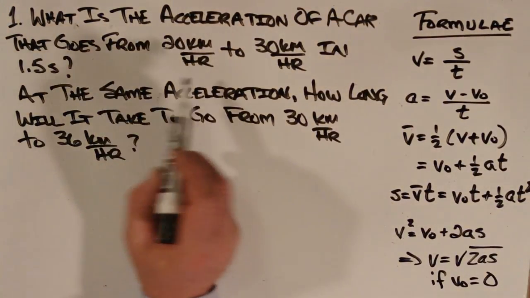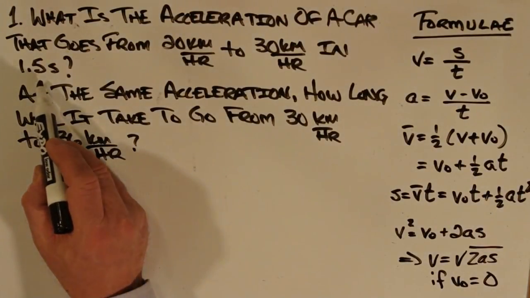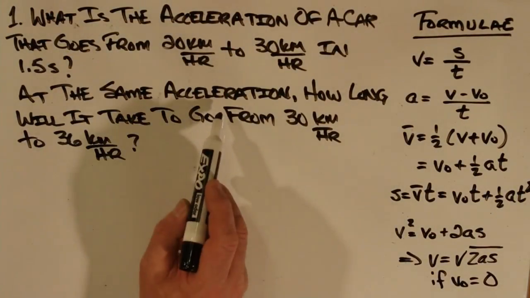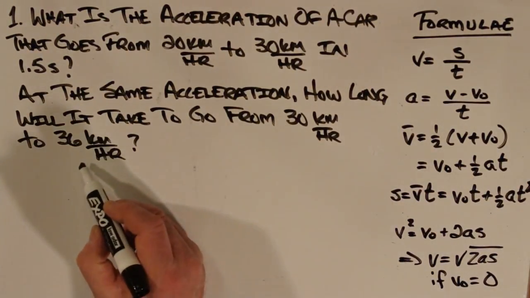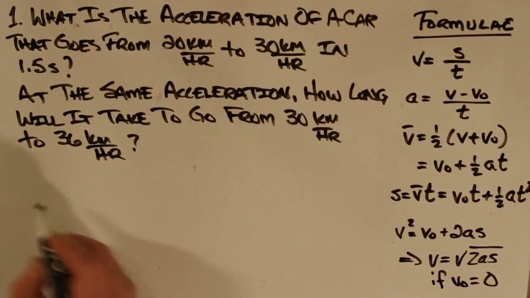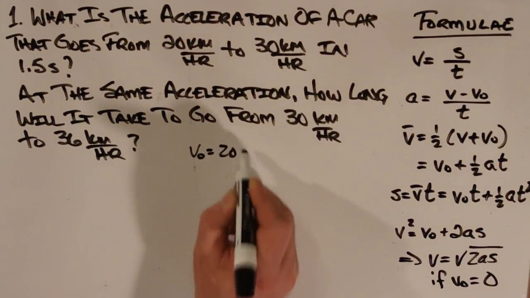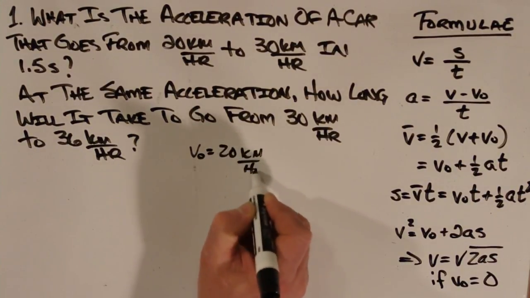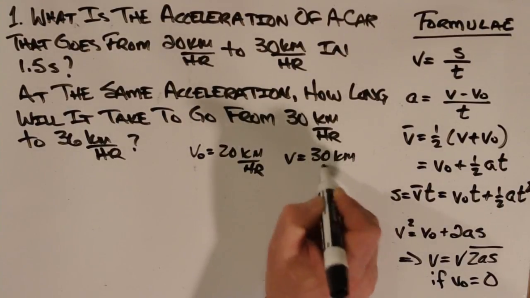The first one, what's the acceleration of a car that goes from 20 kilometers per hour to 30 kilometers per hour in 1.5 seconds? A follow-up question at the same acceleration, how long will it take to go from 30 kilometers per hour to 36 kilometers per hour? We're given the initial velocity as 20 kilometers per hour and the final velocity as 30 kilometers per hour.